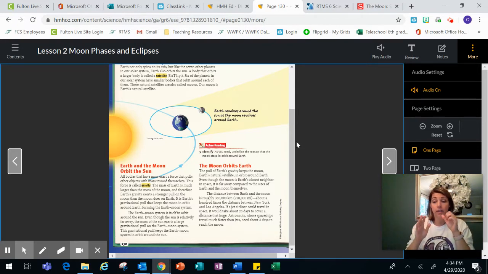Think about if this is the sun now, and this is Earth. Earth actually rotates pretty quickly. It takes 24 hours. That's why we have day and night. But the moon rotates slowly. It takes the same amount of time. So the rotation and revolution period are the same.